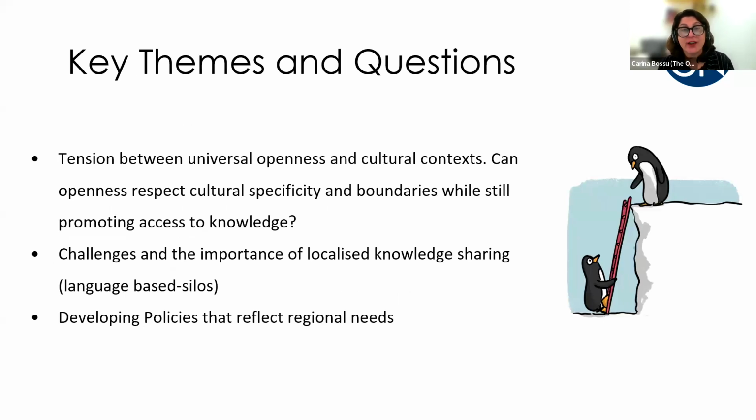Some other key themes and questions that emerged from the panel were tensions between universal openness and cultural context. And a question that was posed: can openness respect cultural specificity and boundaries while still promoting access to knowledge? This was in particular about Indigenous knowledge and their right to retain some of the content that can't be shared even amongst themselves, because some content, for example, is only for female or only for male within that community.